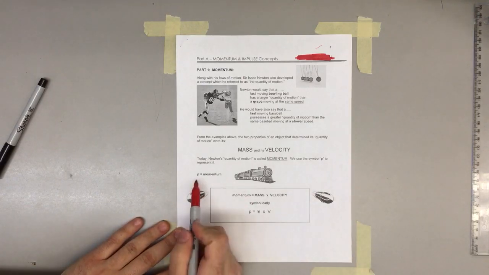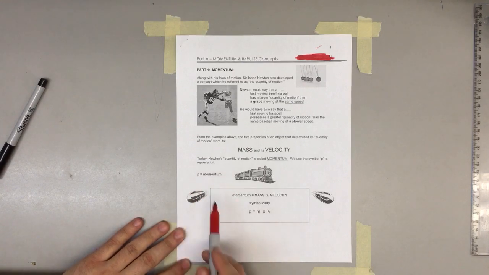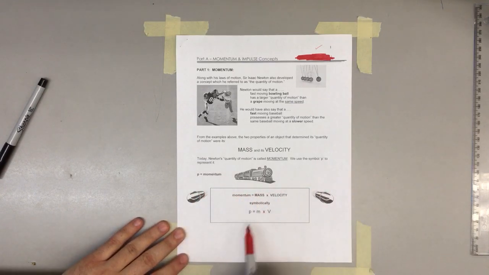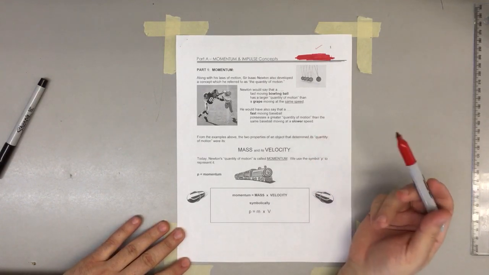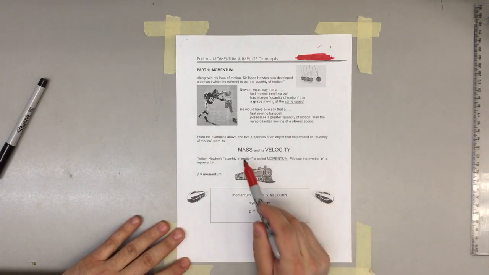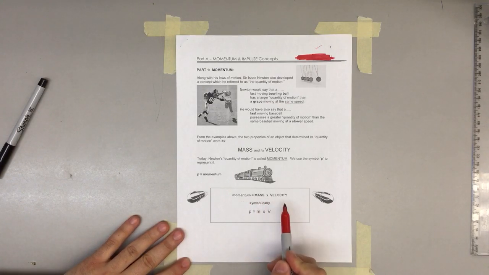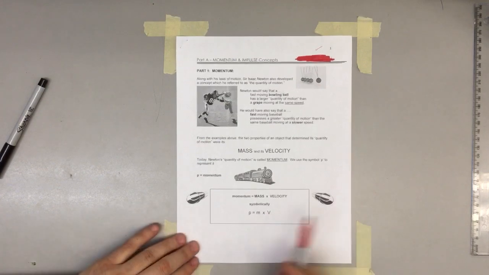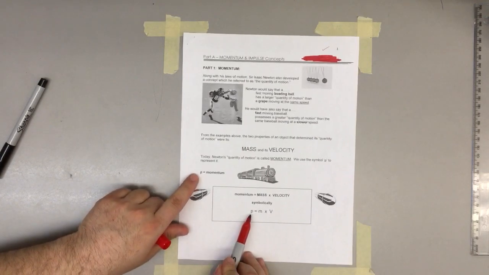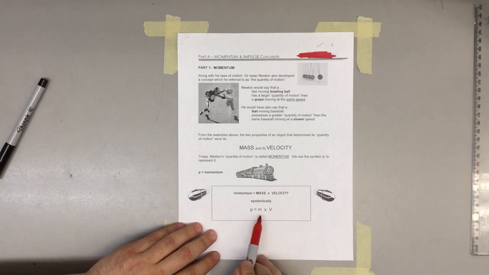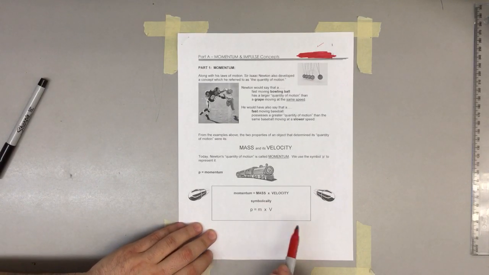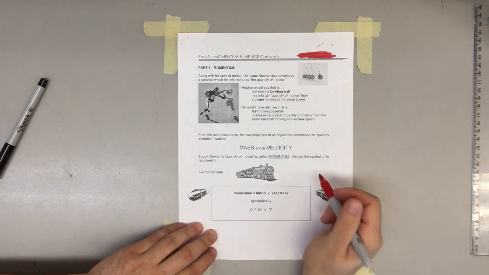For whatever reason, we use the symbol of a lowercase p to signify momentum. We do have a formula for calculating momentum, and it relates directly to the two properties of momentum, which are its mass and velocity. So we say that momentum is equal to its mass multiplied by its velocity. Or, since p stands for momentum, we can say p is equal to m times v. So we can apply some mathematical values to this.